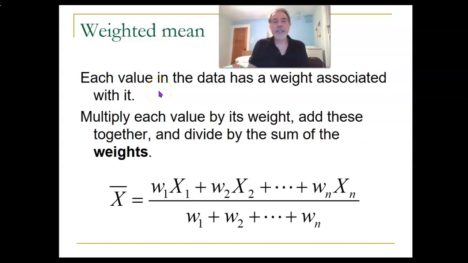So with a weighted mean, each individual number, each value in the data has a weight associated with it. Sometimes those weights are given as percents. Sometimes they're given as just whole numbers like 1 or 2 or 3. But the way you calculate the weighted mean is you take each number times the weight that goes with it and add those together. And then instead of dividing by how many numbers there are, you divide by what the weights add up to.